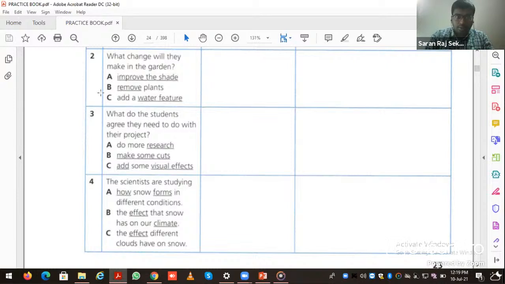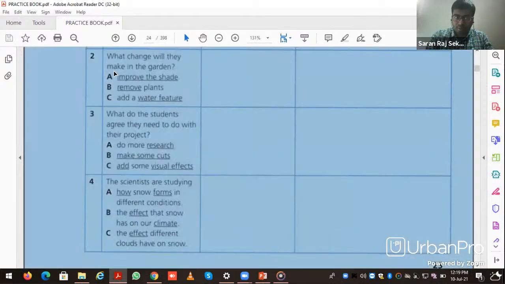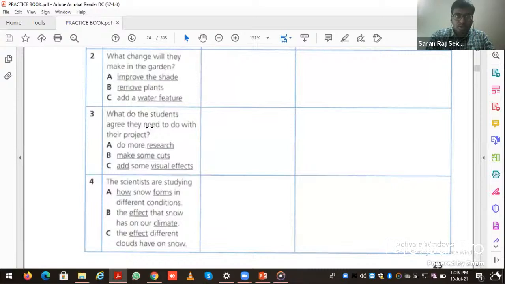And here, the pond, they just mentioned a pond, but they didn't mention that they're going to add a water feature. So here the option is A, improve the shade. Let's look at the third one.